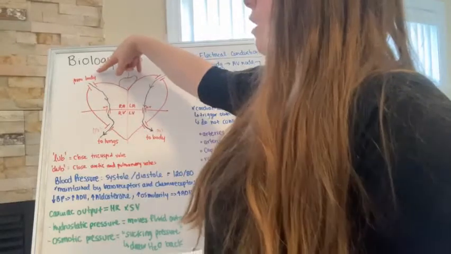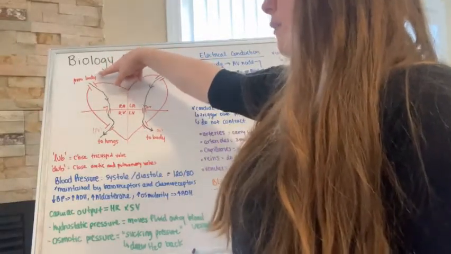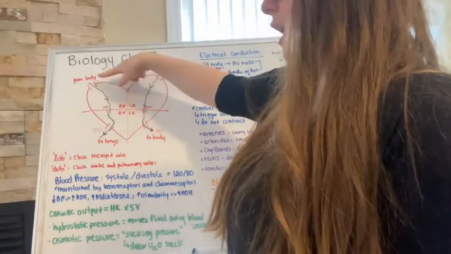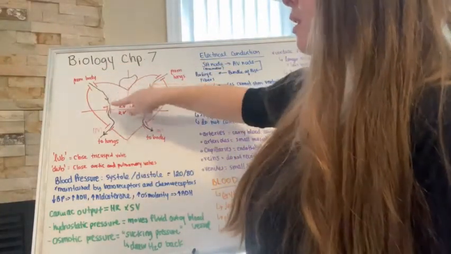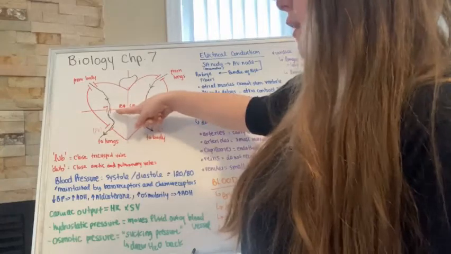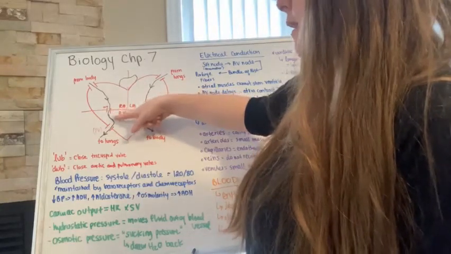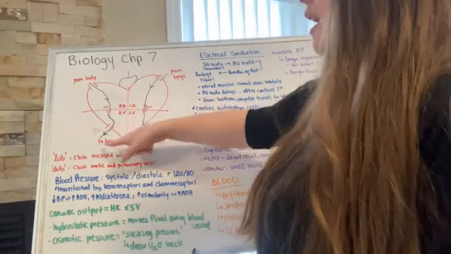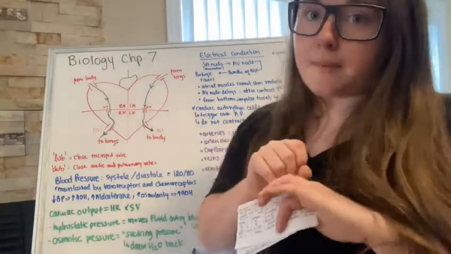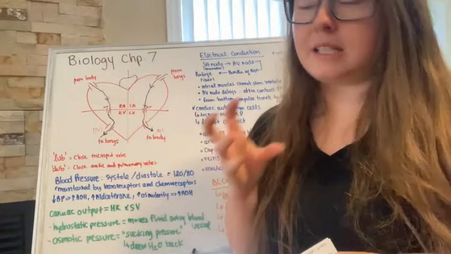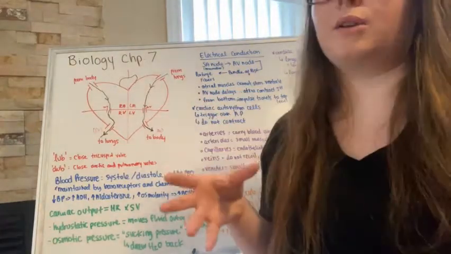And so your blood comes in from the body, okay? Your deoxygenated blood comes in from the body and passes through the right atrium and the tricuspid valve, and then goes through your right ventricle and gets pumped to your lungs through your pulmonary valve so that you can exhale that deoxygenated blood carrying CO2.